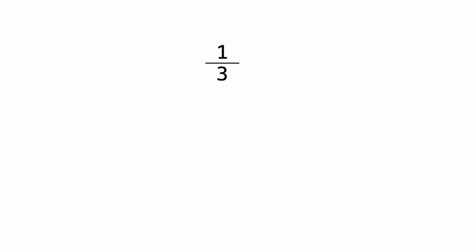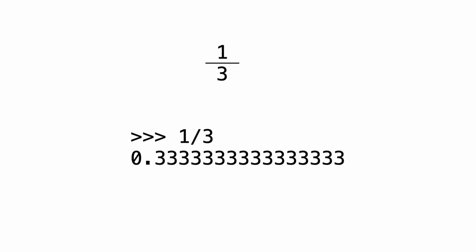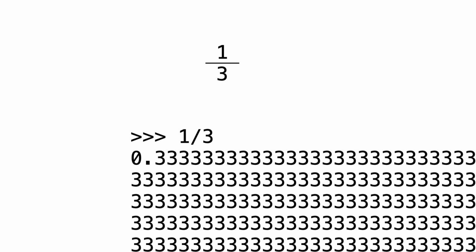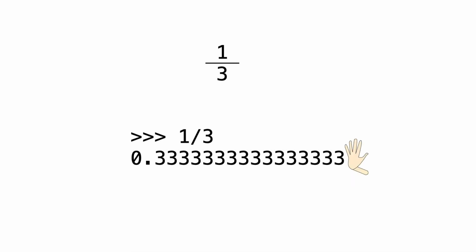Let me give you another one. 1 over 3. Python gives us the decimal representation. But you know, this is not exactly right, because 1 over 3 should be more like this. In fact, the number of decimals are infinite here. So at one point we have to truncate the number. And by truncating the number, we lose some precision. The number has to be rounded off somewhere.